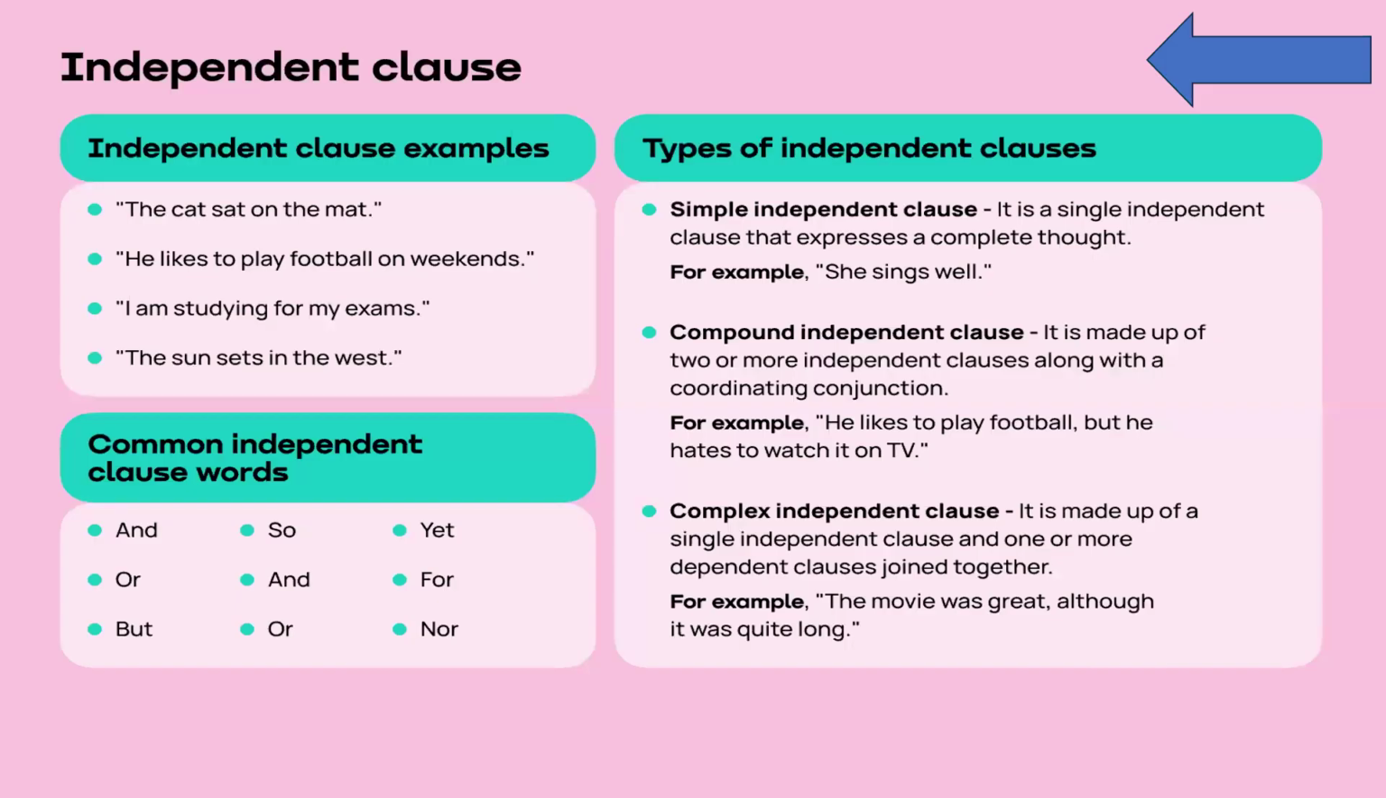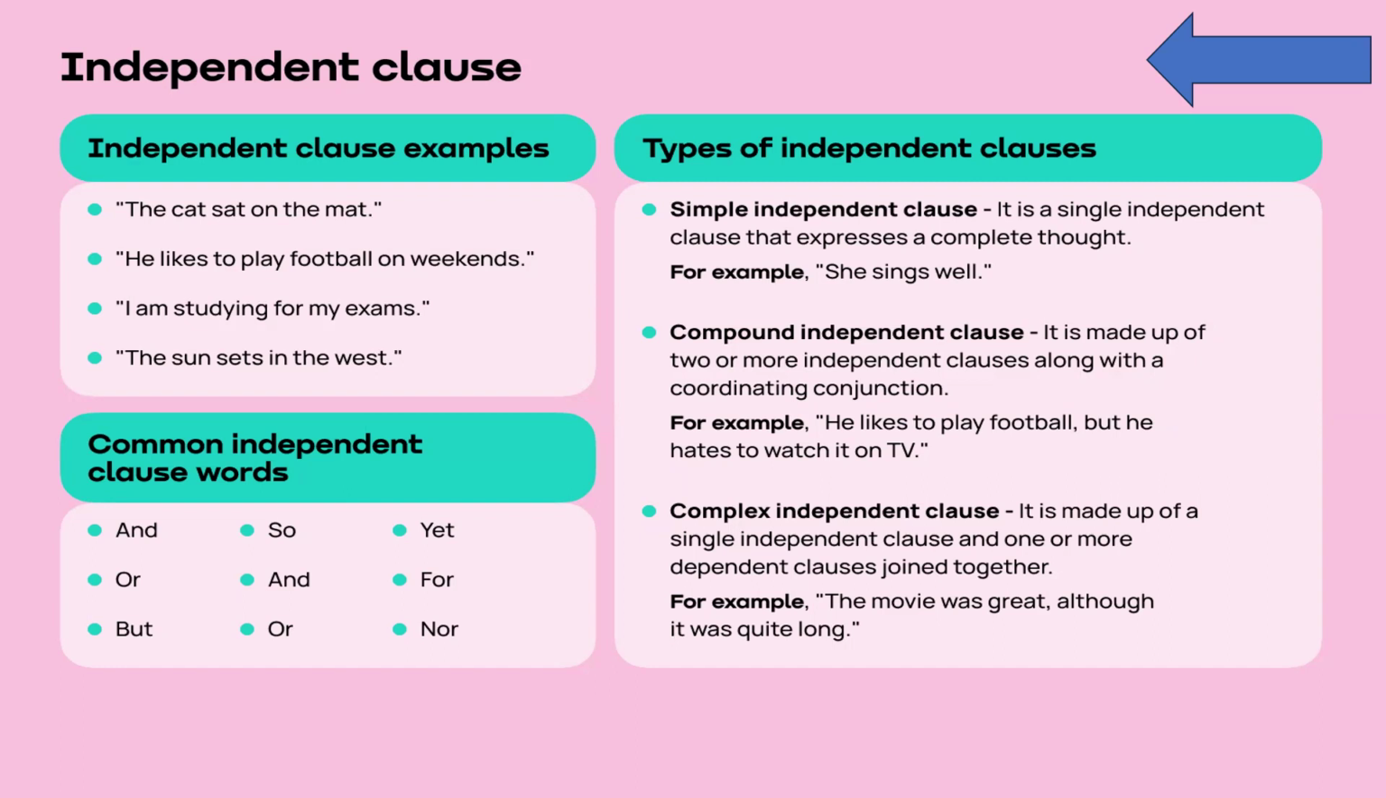Independent clause examples are given. A cat sat on the mat. He likes to play football on weekends. I'm studying for my exam. The sun sets in the east. In these examples, the common words we use are for, and, nor, but, or, yet, so, which means FANBOYS.